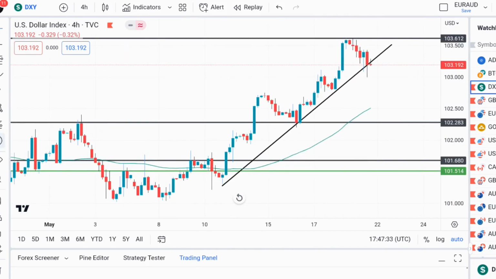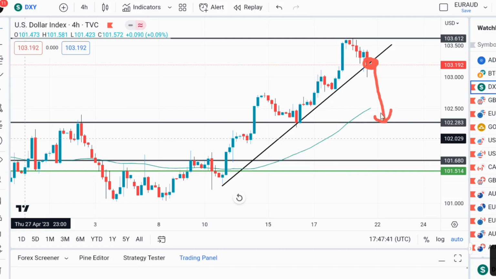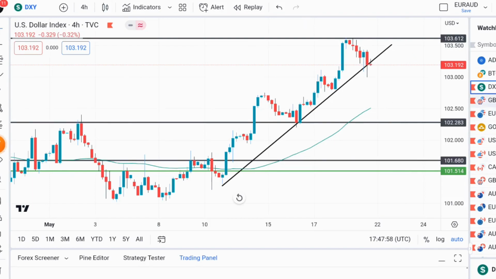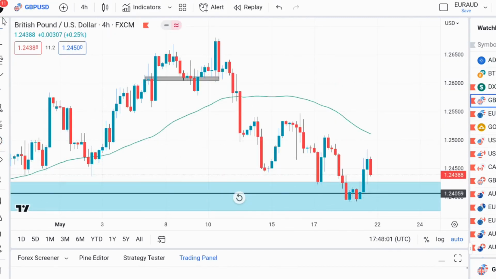But there is a high probability of DSY breaking this slopey trend line to the downside and touching 102.283 support level right here. So maybe we might now see a bounce or break to this 101.680. So let's see how it goes right here. That's the DSY. So the first one I want to check is GBP USD.